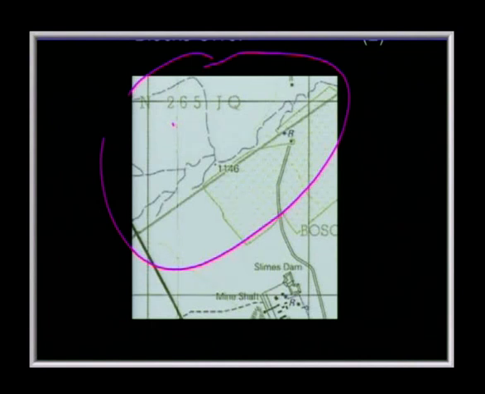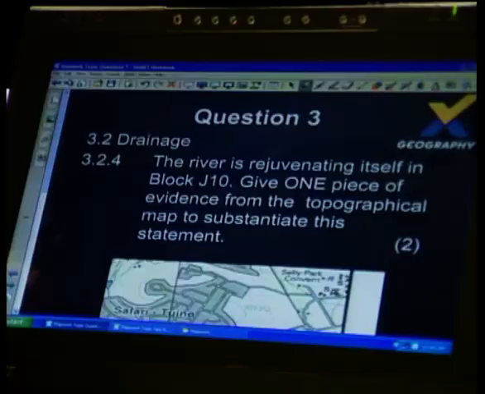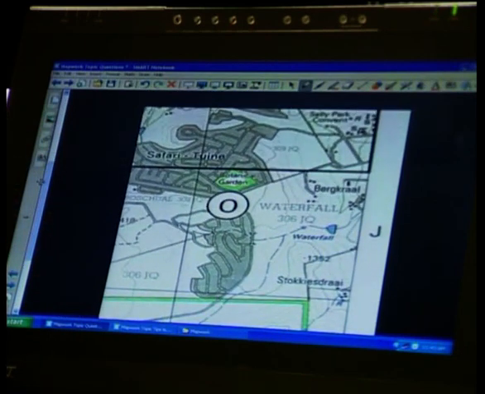Another question. Let's look at this one, also related to fluvial processes and landforms. The river is rejuvenating itself in block J10. Give one piece of evidence from the topographic map to substantiate this statement. So, I look at J10, and again, it's my knowledge of fluvial processes and landforms.